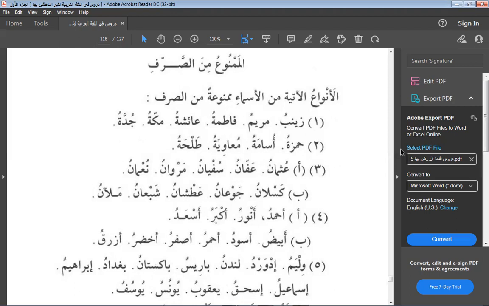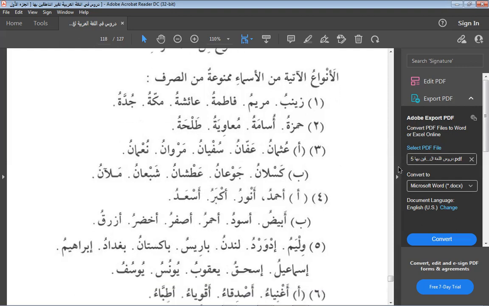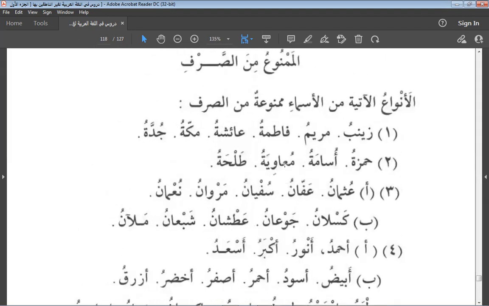The first one, we have Zainabu, Maryamu, Fatimatu, Aishatu, Makkatu, Juddatu. And I think we've already written this category, that feminine proper nouns do not take tanween. We've already seen that in previous lessons. So the number one here talks about feminine proper nouns. So we can just label it if you've not done that list already. Number one is feminine proper nouns. They do not take the tanween, and also they take fatha instead of the kasra.